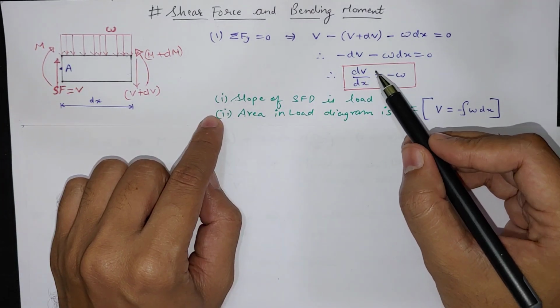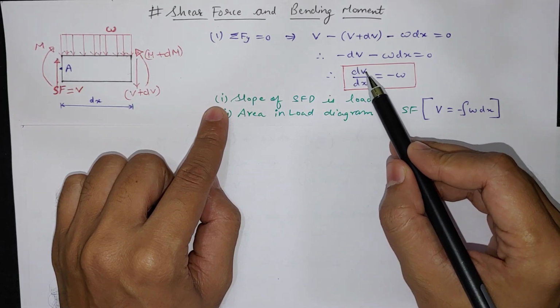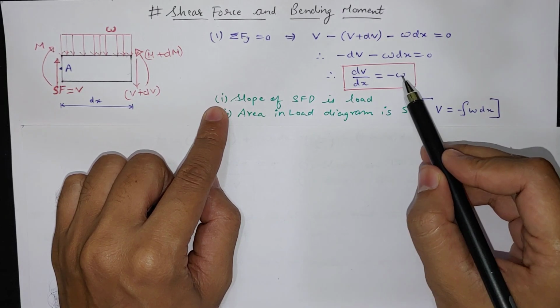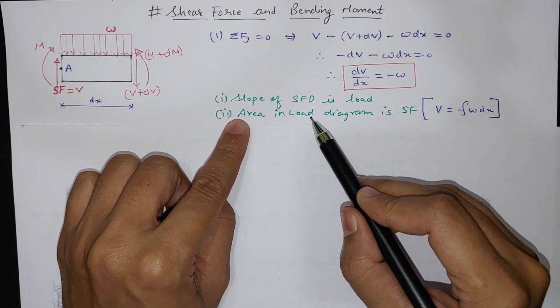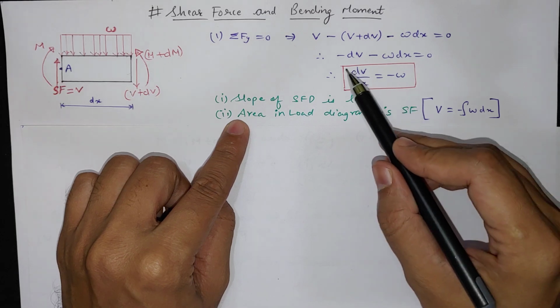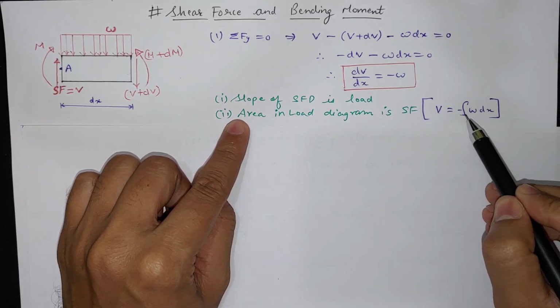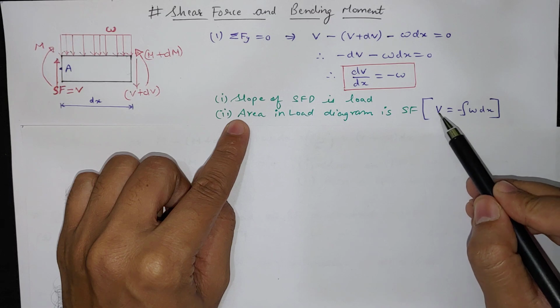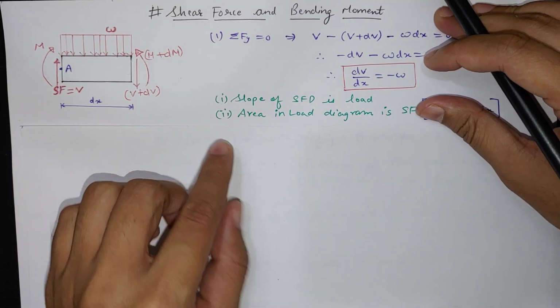So from this we can conclude that the slope of the shear force diagram, if we take dV by dx, will be equal to negative times the load. And if we take the area of the load diagram, so if we integrate both sides, V equal to integration of W dx, so this is area. So the area of the load diagram will be equal to shear force. So this is a very important result.